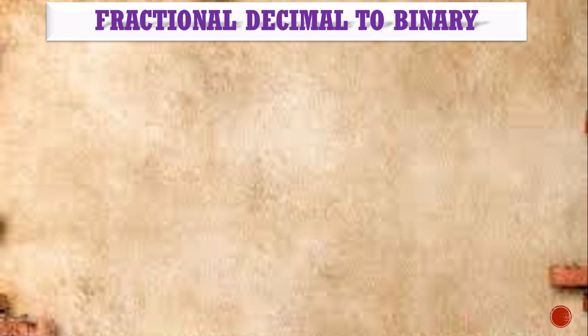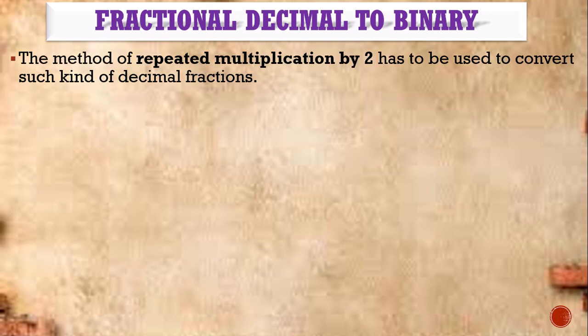Then fractional decimal to binary. So for a normal decimal number, to convert to binary we saw repeated division by 2. If it is a fractional number, how do you convert? There is repeated multiplication, you have to use it. To convert a normal decimal to binary, repeated division. To convert a fractional decimal number to binary, we have to do the repeated multiplication by 2.